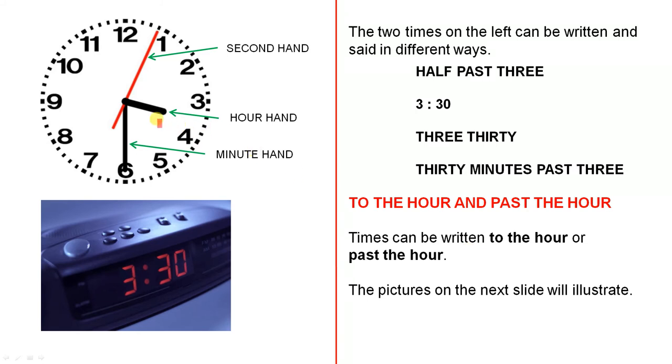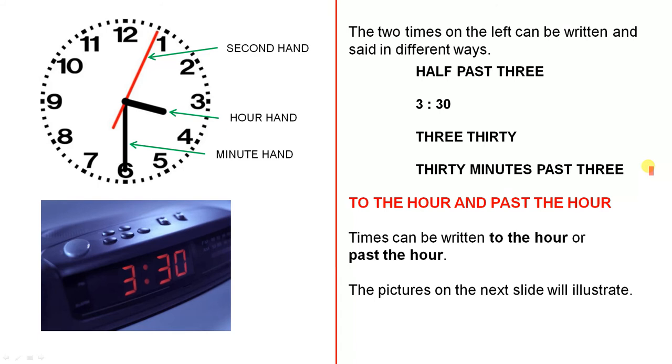Now here are two clocks. Each of them show the same time. That's 3:30, which is different from on the hour. This one here is the second hand. This is called the hour hand, and that's called the minute hand. And here's your digital clock. The two times on the left can be written and said in different ways. You can say them as 3:30 using numbers, 3:30 using words, or 30 minutes past 3.